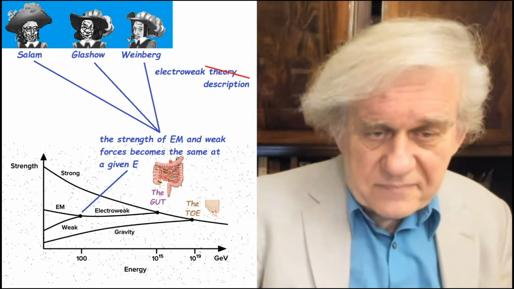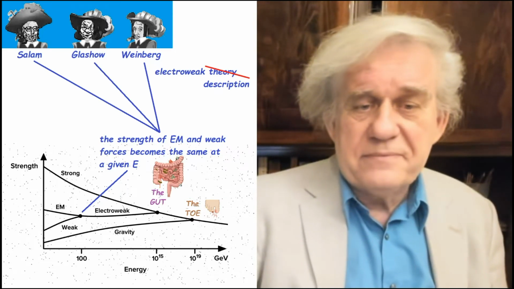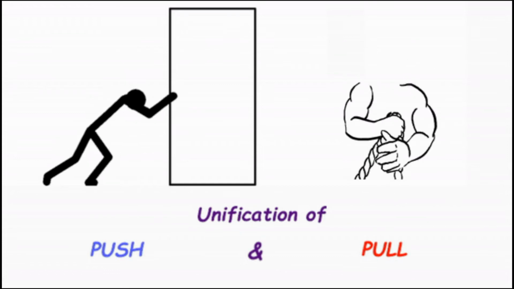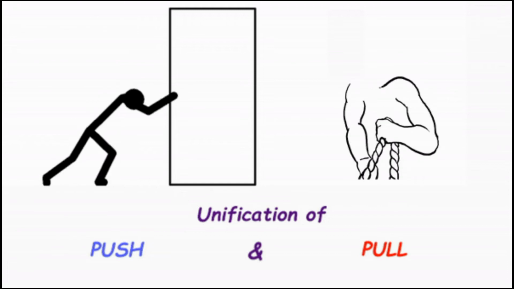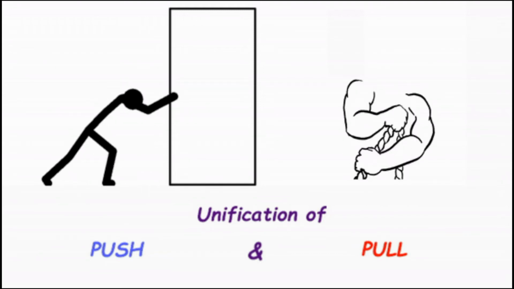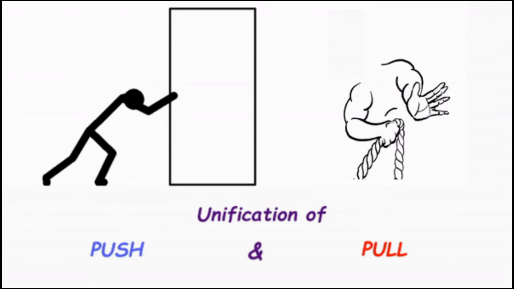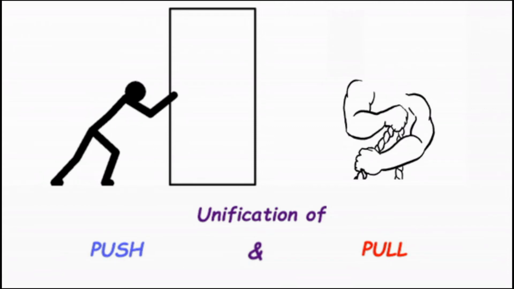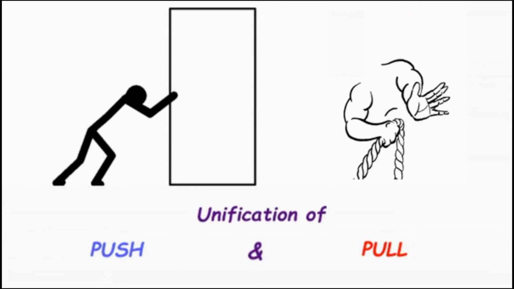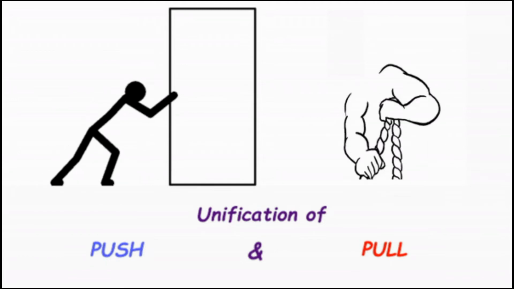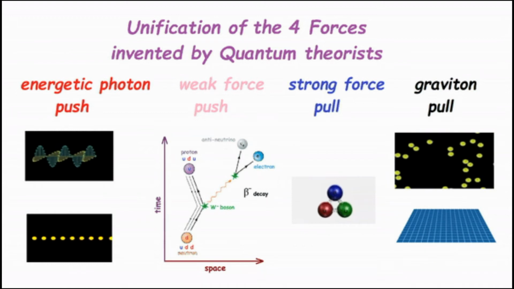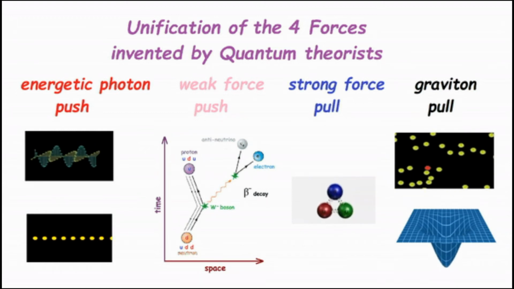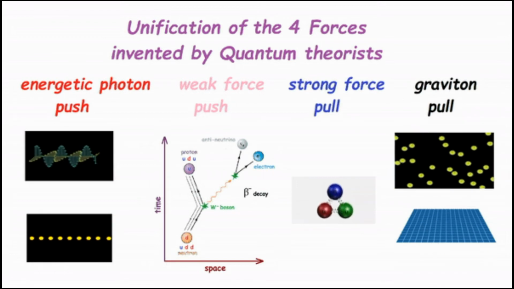And here, let me show you an example. Okay, you're going to unify the only two forces we know. One of them is push, and the other one is pull, because there's no other form of physical interaction we can imagine. So how did these people come up with 4 forces, 2 of which are push and 2 of which are pull? And here you have it. Okay, these are the push forces on the left. You got the photon and the weak force, and on the right you have pull forces, the gluon and the graviton.